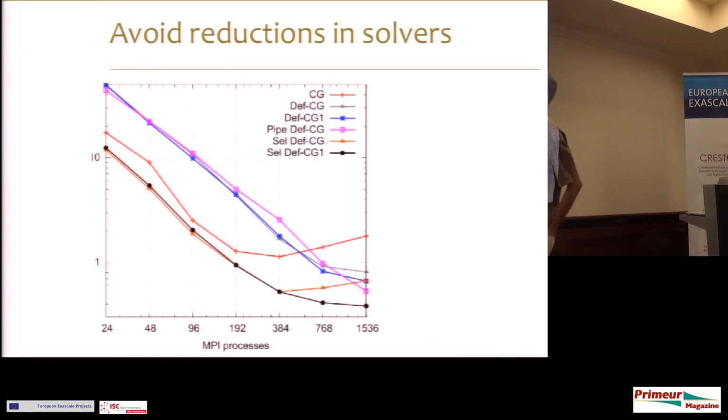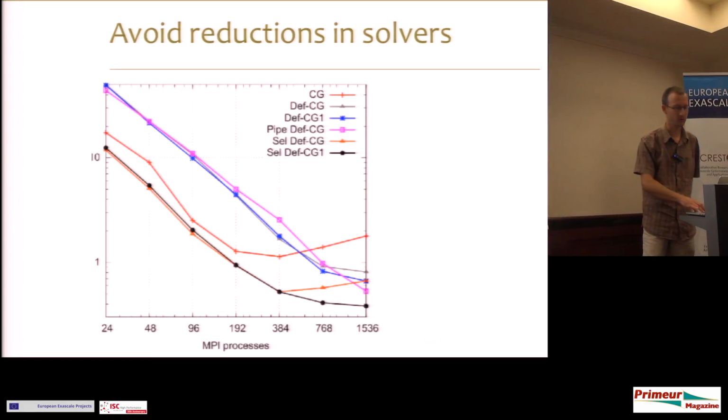One of the examples, the top one, is the standard CG solver, and you see that after you scale to a certain number of MPI processes, you stop seeing any speedup. While if you use selective deflation, you see that the black curve scales much better. This is a second example of the work on solvers.